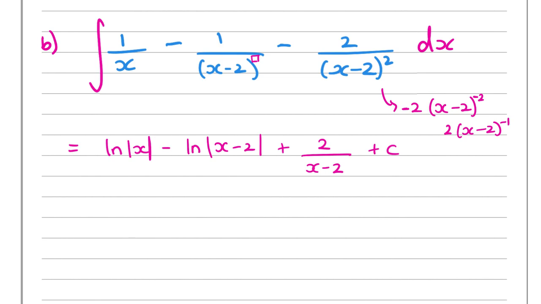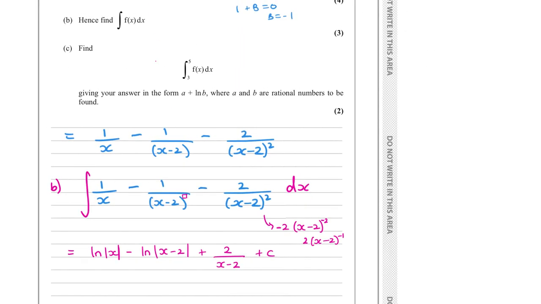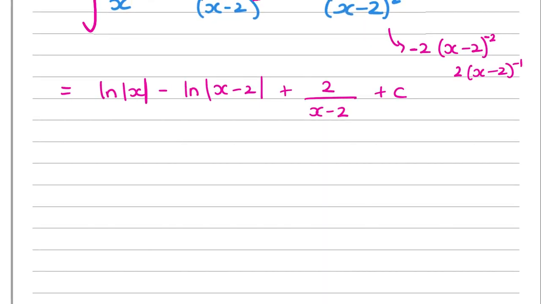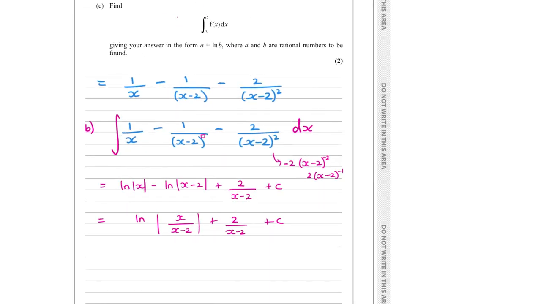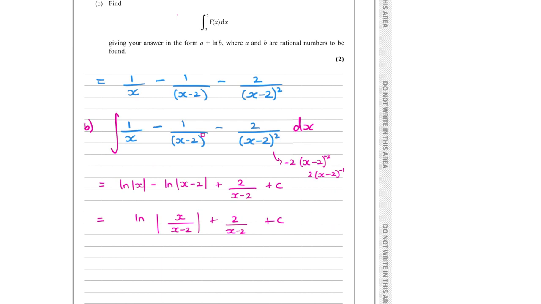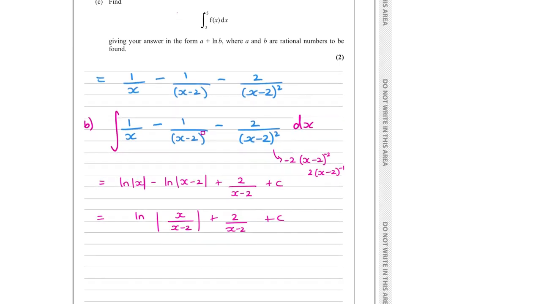It now wants us to find the integral. Brilliant. I mean, could we simplify this a little? We could. We could have ln of x over (x minus 2) plus 2 over (x minus 2) plus c, simplified form. However, in the mark scheme, yep, it's okay. Brilliant.